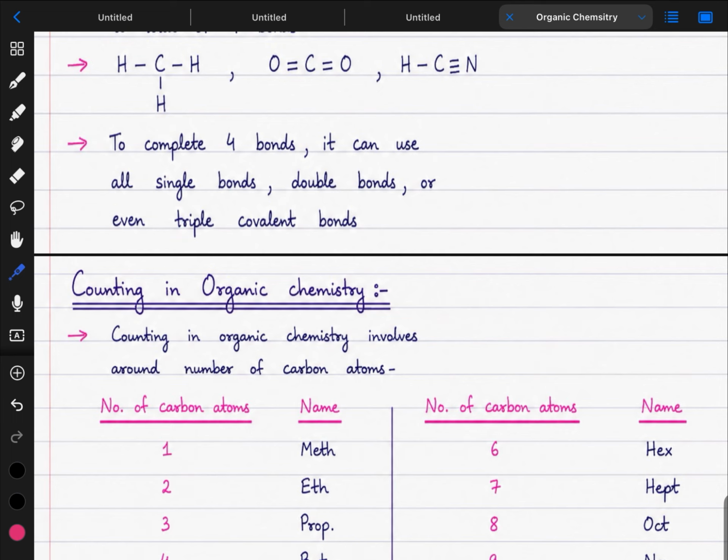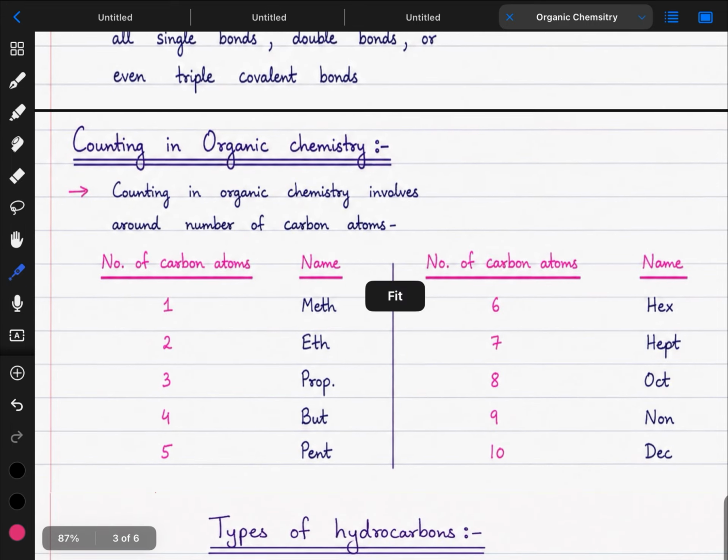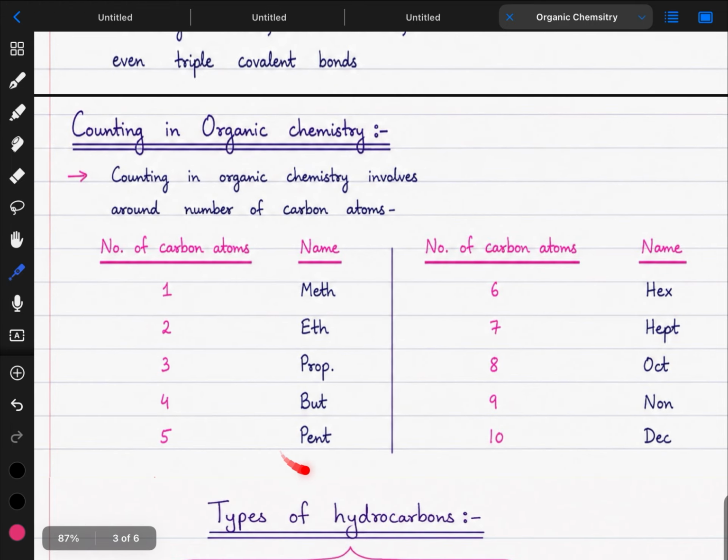Alright, so another thing is that there is counting in organic chemistry that is related to the number of carbon atoms in a compound. The number of carbon atoms along with their names are listed here. This is a whole series, and it's preferable if you memorize them so you're able to name the organic compounds further in organic chemistry.